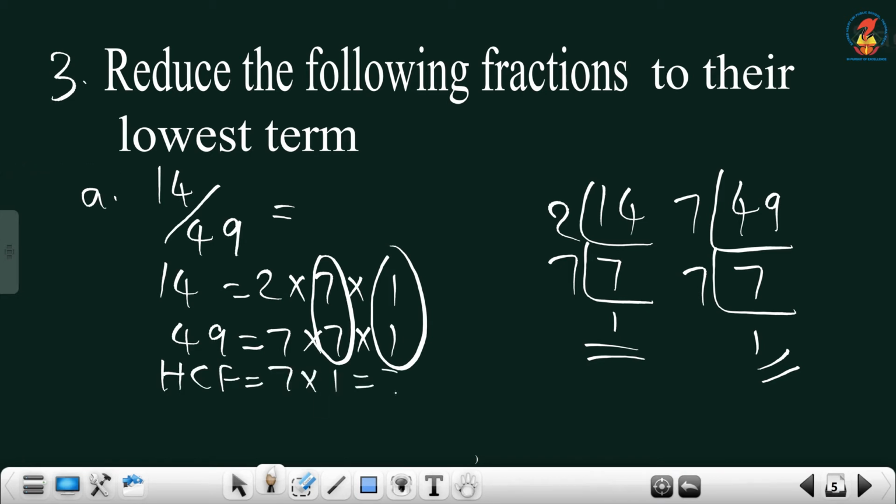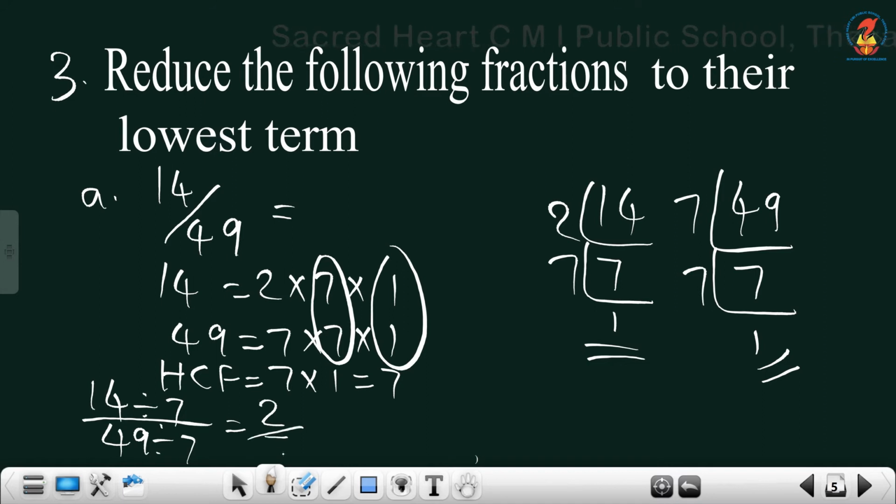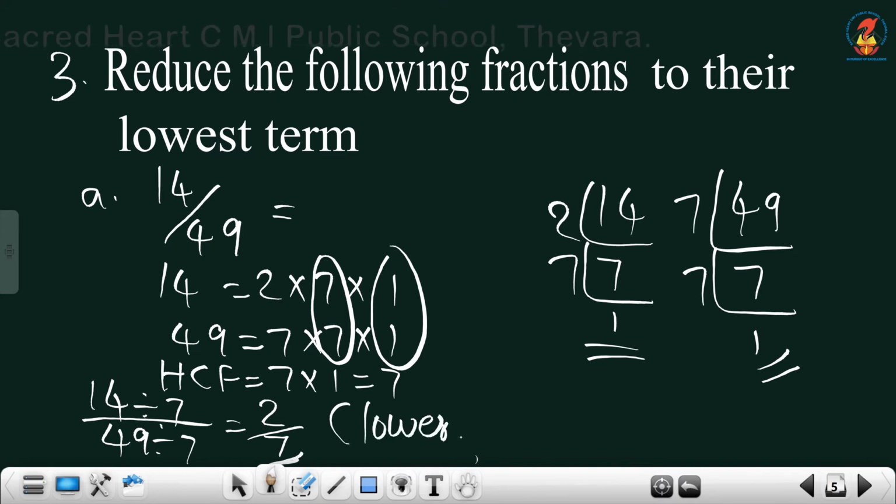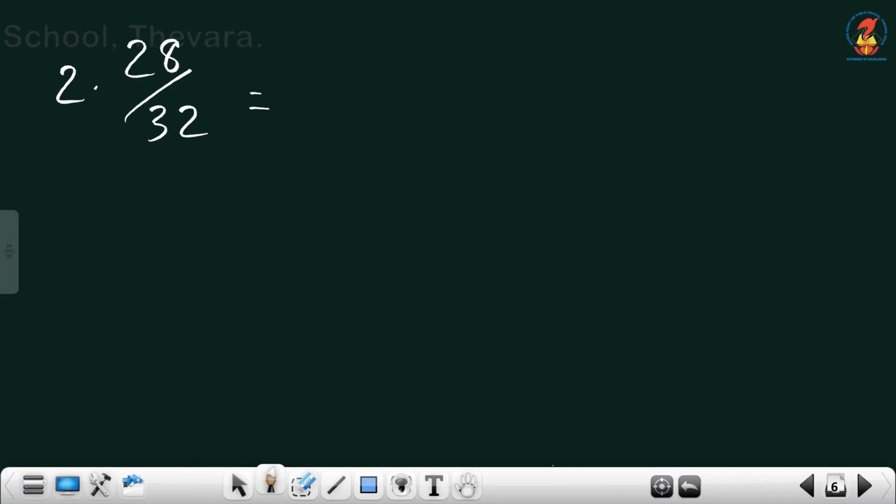After that I need to divide the numerator and denominator by which number? 14 by 7 and 49 by 7. And 14 by 7 is what? 2. And 49 by 7 is 7. The answer is what? 2 by 7. It is in the lowest term. Lowest term only, right? Okay. 2 by 7.